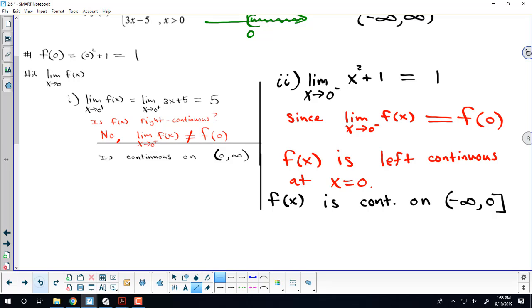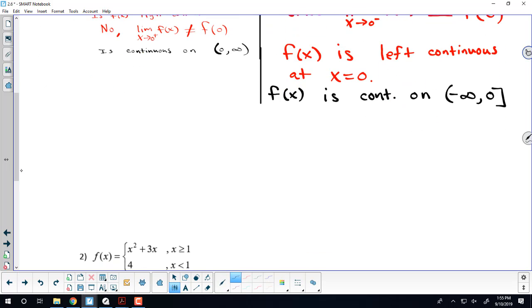Where is f continuous? Let's just summarize it then. So our therefore, f of x is continuous on those two intervals that we've listed.